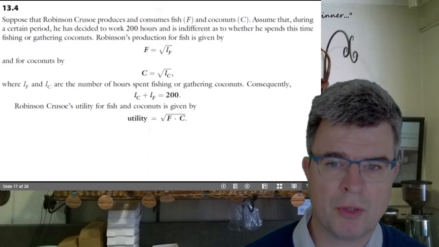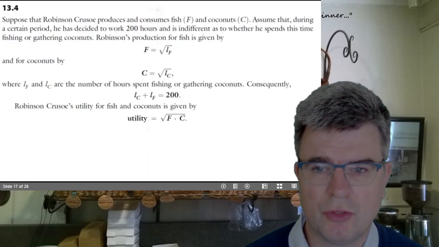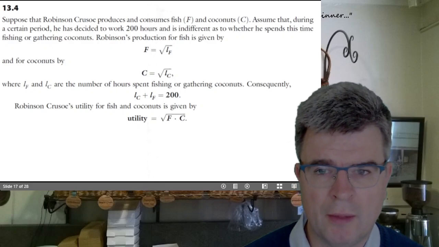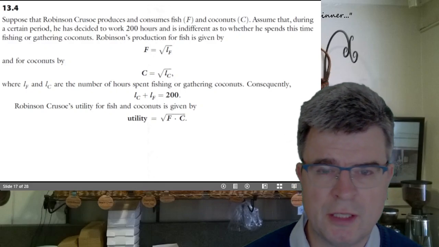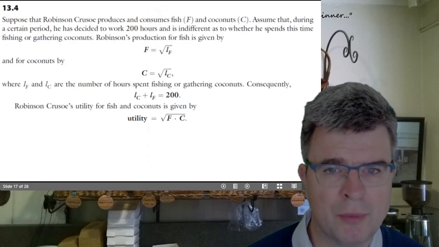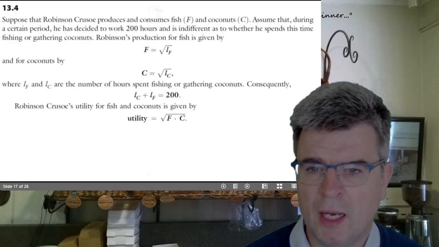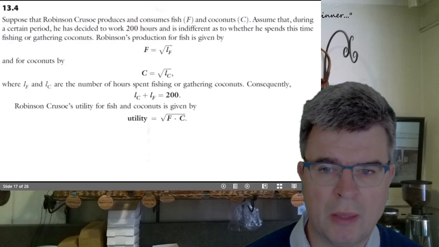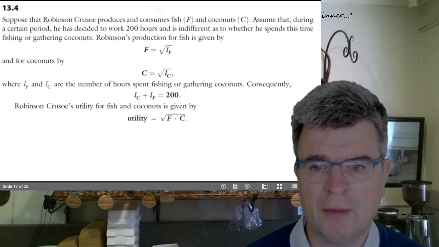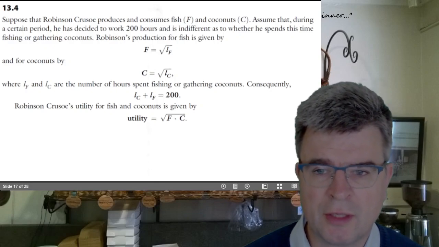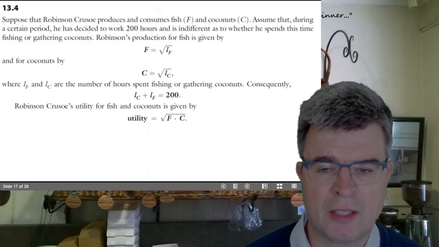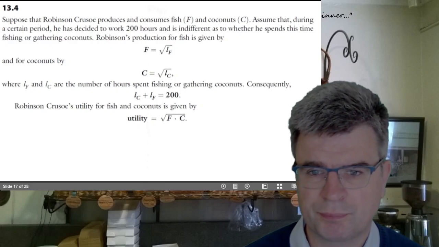So he's indifferent between the two. But he does have a production function, and his production function for fish is like this. So the number of fish that he catches is the square root of the number of hours that he puts in. And the same for coconuts. And in total, he has 200 hours to spend. So his constraint is that the total number of hours cannot exceed that number.